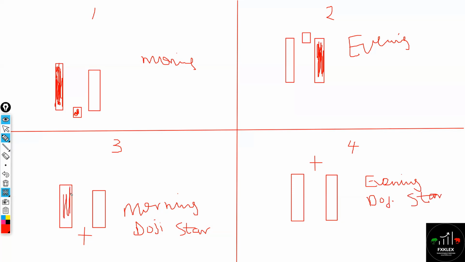Remember, this body must be bearish. Take note, this body right here must be bearish. So after a downtrend, we have a bullish trend. Right here, after an uptrend, we have a bearish trend. So these are the 4 variations of the morning and the evening candle formations. Is that clear?